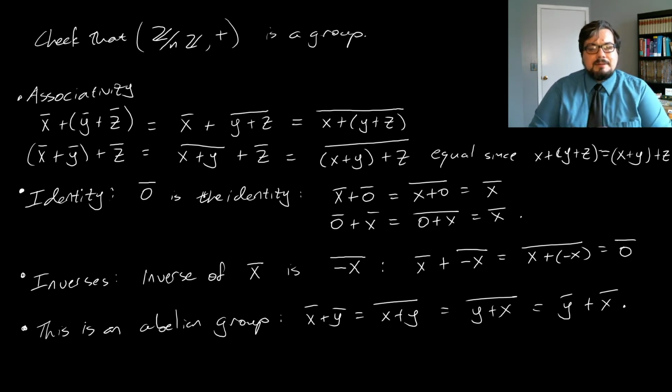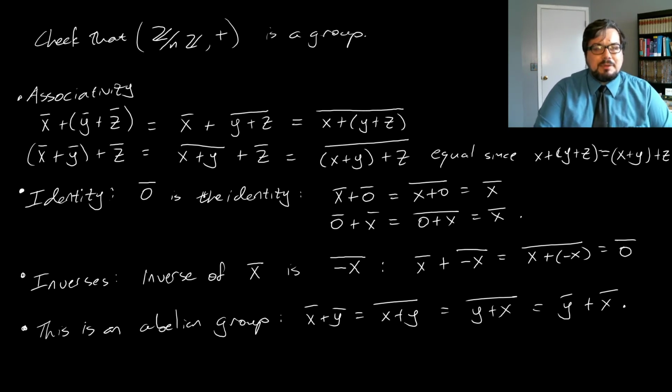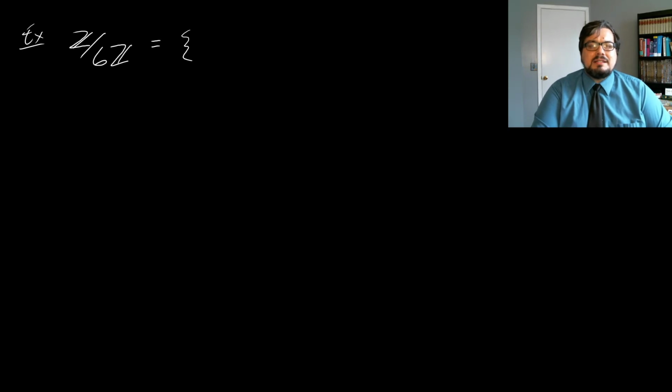So let's see a quick example, because we've been working in the abstract here. Let's take a look at something specific. Let's look at Z mod 6Z. This is going to be the set of equivalence classes of elements of Z modulo 6.